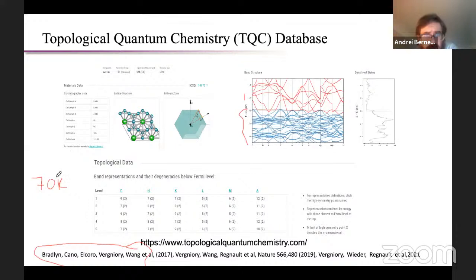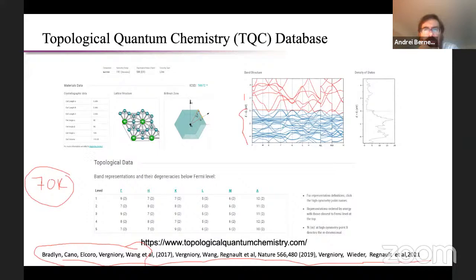But you can take all these 70K materials and try to find flat bands in them. And this is again the reason why I wanted to underline these people who've worked tremendously hard on getting these results out.